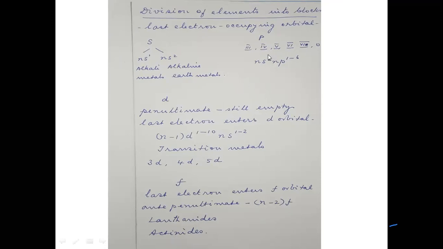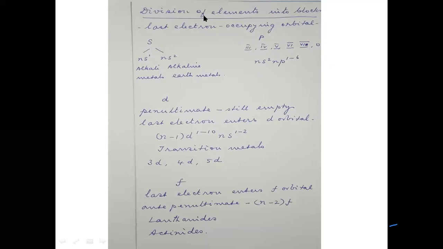And if the last electron is getting filled in the p orbitals, p1 to p6, p1, p2, p3, p4, p5, p6. If it is p1, it is the third group, p2 fourth group, p3 fifth group, p4 sixth group, p5 seventh group, and then p6 is the zeroth group, completely filled electronic configuration. Therefore, all these form the p block.